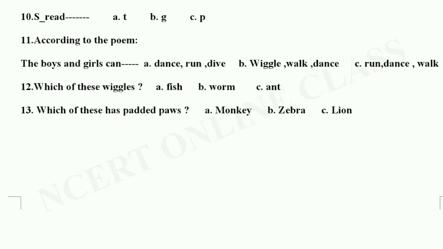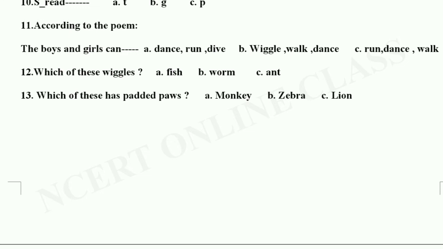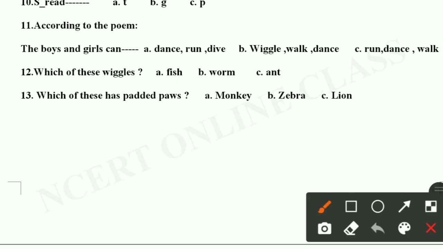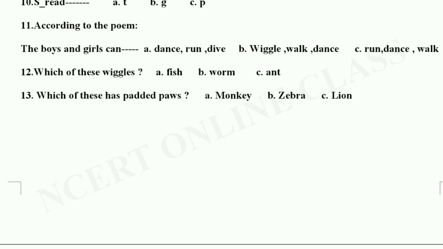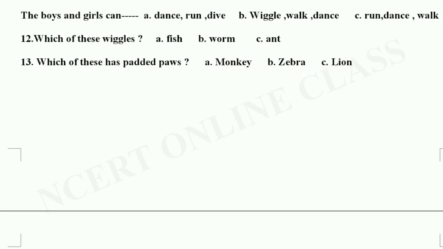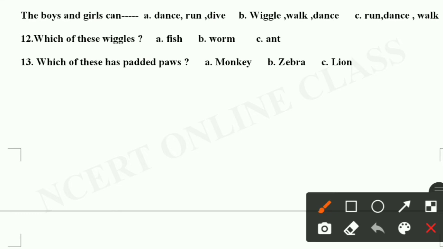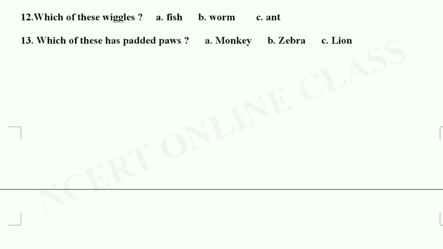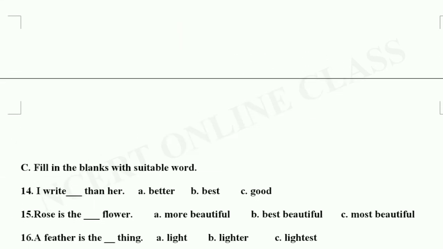Next question. Which of these wiggles? Worm or fish or ant? According to the poem, we know that the worm wiggles. Next question. Which of these has padded paws? According to the poem, the lion has padded paws. So this is the correct answer. Okay. Now let's see the next question.